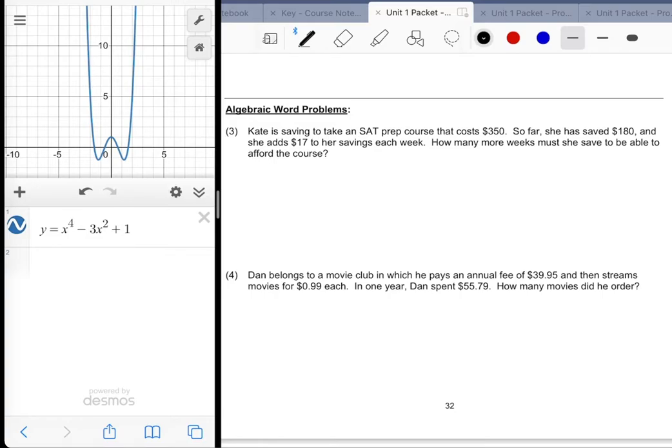All right, so Kate is saving to take an SAT prep course that costs $350. So far, she has saved $180, and she adds $18 to her savings each week. All right, how many more weeks must she save to be able to afford the course?